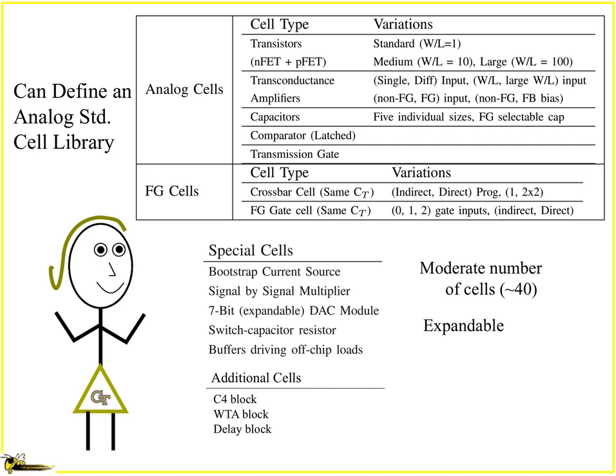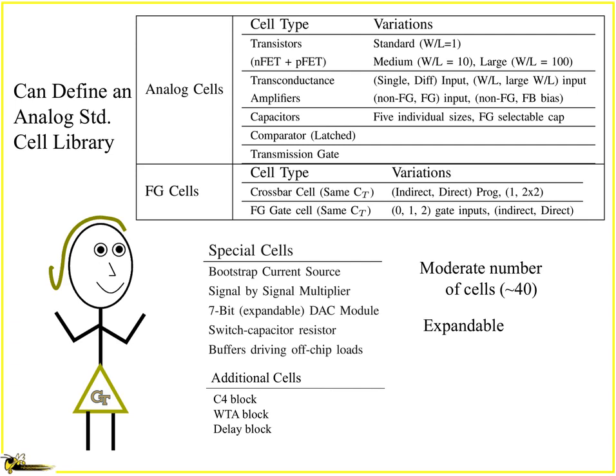So as a result, you can start to imagine defining an analog standard cell library and looking at a number of elements that are transconductance amplifiers, transistors, comparators, as well as some special cells and so forth. These are all cells that you would imagine would show up out of these FPA structures. These are all structures that turn out to have a huge impact in terms of being able to be used in many, many places.